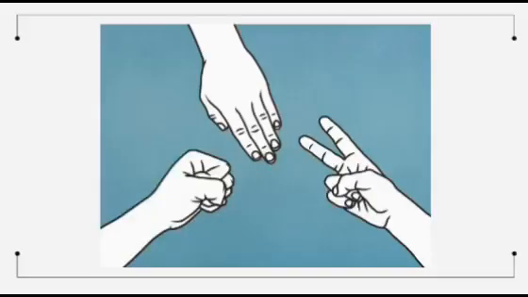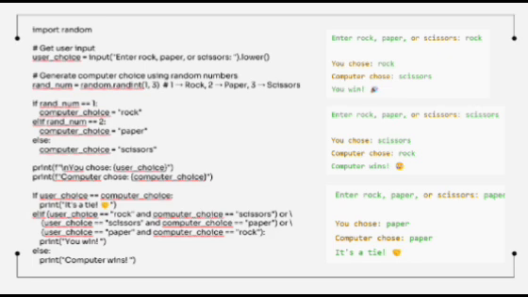Next, rock paper scissors. Have you ever played rock paper scissors? There will be three possibilities: rock, paper, or scissors. So this can be used in code also. Import random, get user input, user choice equal to input, enter rock, paper or scissors, then generate the computer choice using numbers. This is the code, you can understand it by seeing it.